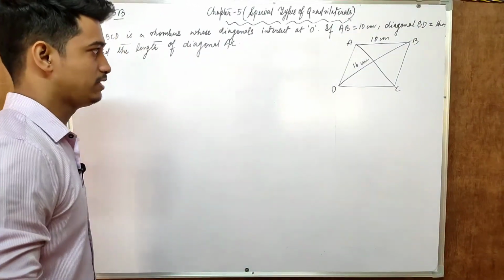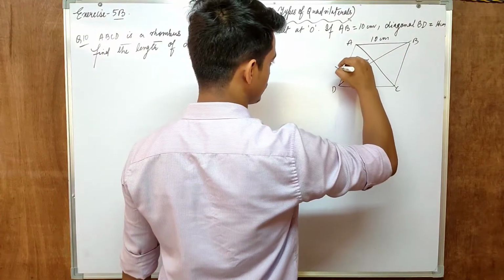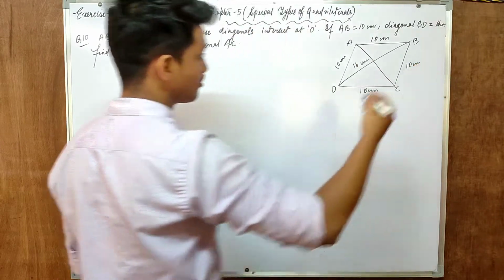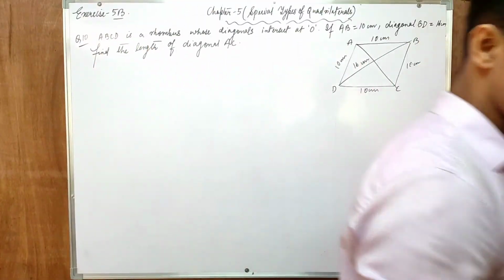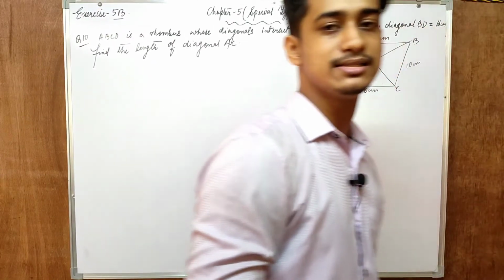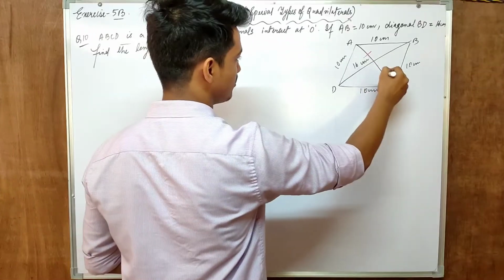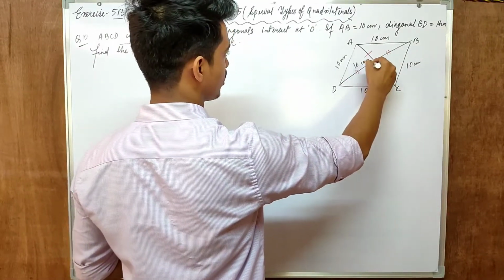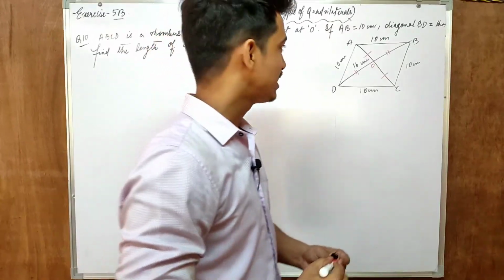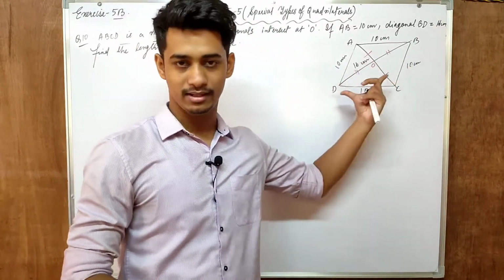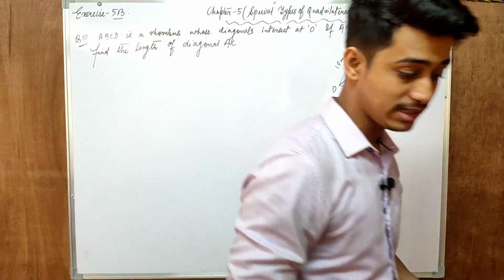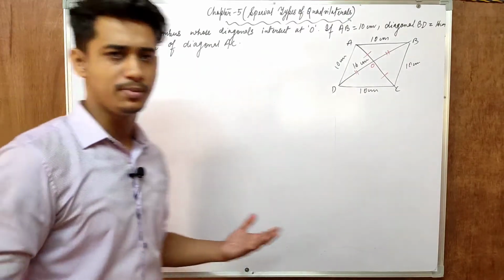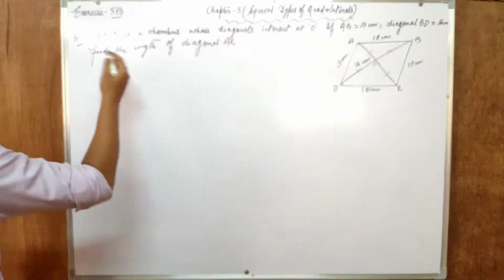What we know is that all the sides are equal, so this is also 10 centimeter, this is also 10 centimeter, and this is also 10 centimeter. And one more thing we have is that in a rhombus, the diagonals bisect each other. So this side will be equal to this side, and this side equal to this side, and they intersect at point O, right? If I divide BD into 2 equal parts, each part will be 8 centimeter. So OD equal to 8 centimeter, as well as OB equal to 8 centimeter. So let's start.